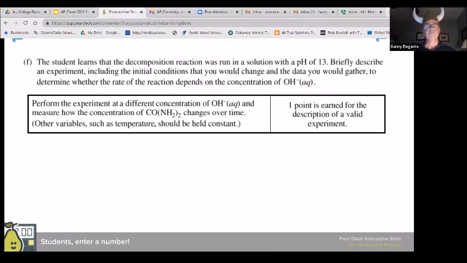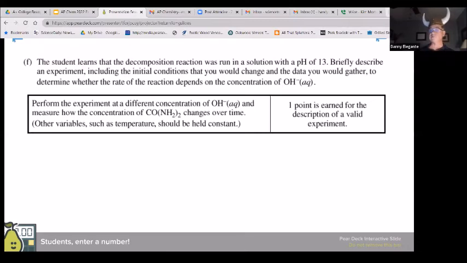Right, and then this is the last part that basically says, what do I have to do? You just have to change the concentration of OH. That's all you had to say. So do it at a different pH. You could have said that. You could have done any number of things, but you had to say, change the concentration of OH, a different pH or something like that, and measure the concentration over time.